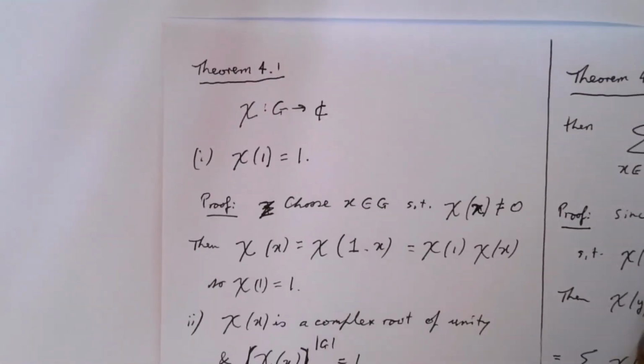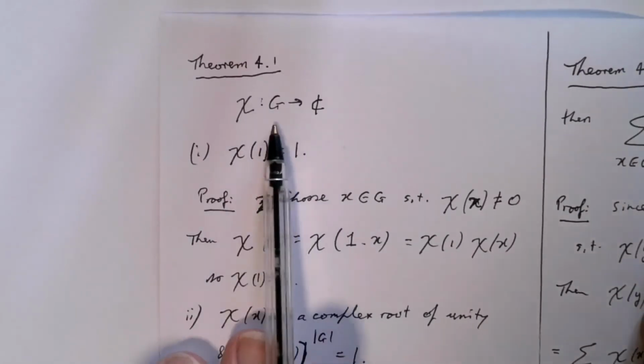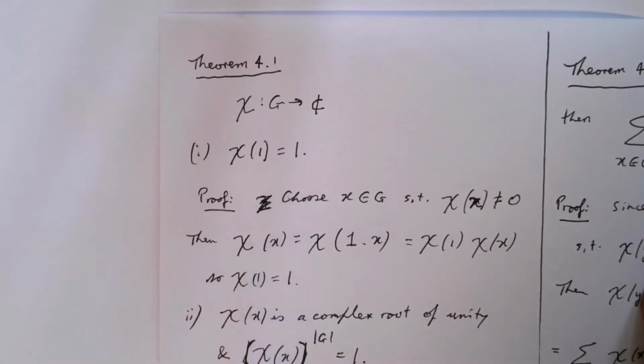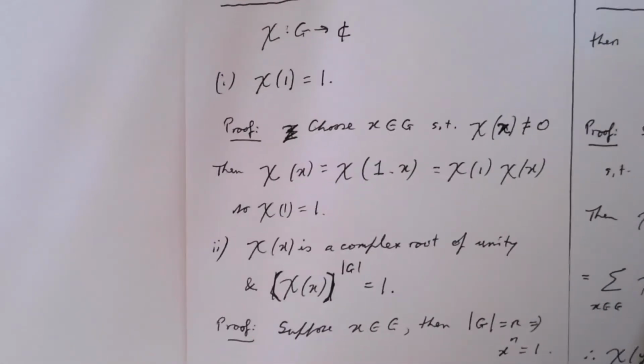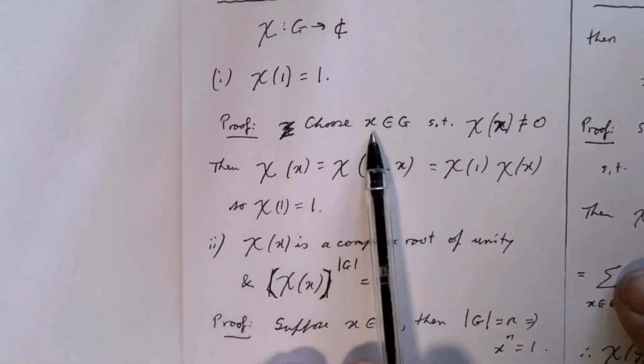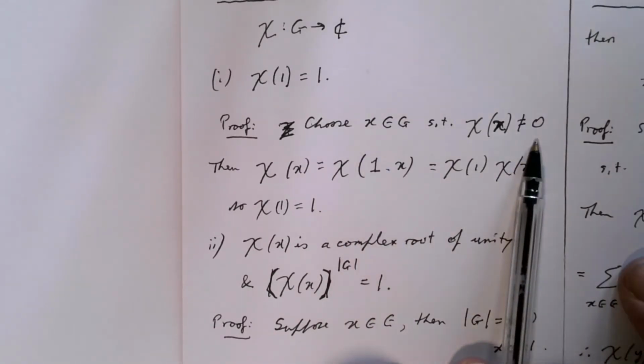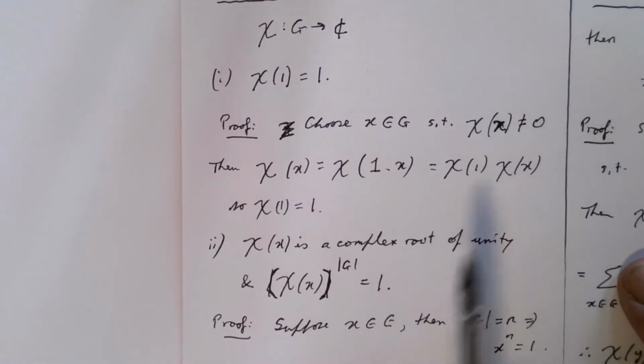So here's our chi, which maps the group into the complex numbers. We firstly prove that chi of 1 is 1. You've probably seen proofs like this before. They're very simple. You just choose an x in G so that chi of x is not 0. There must be at least one of these, because we said chi can't be the 0 character.